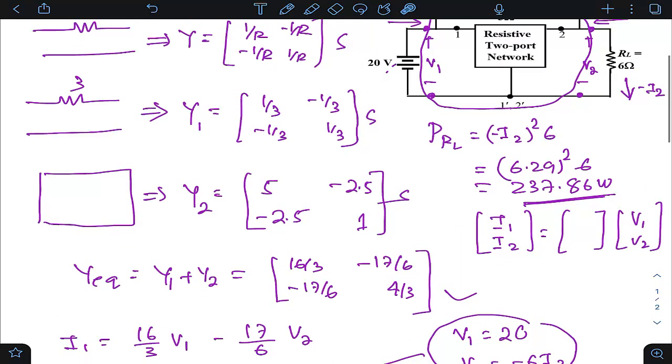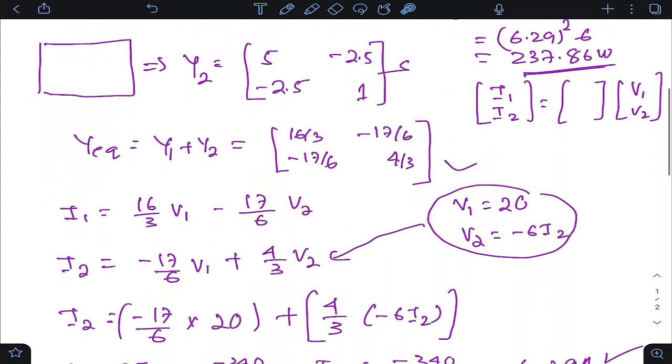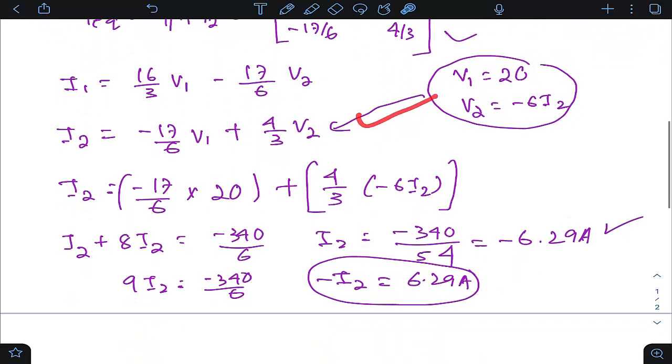So here directly the matrix was not given. Using the interconnection of two-port networks by adding the individual Y matrices, we obtained the overall Y matrix. Then by expanding its corresponding equation, and by observing V1 equals 20 and V2 equals minus 6I2, we obtain the value of I2, which happened to be minus 6.2 ampere.